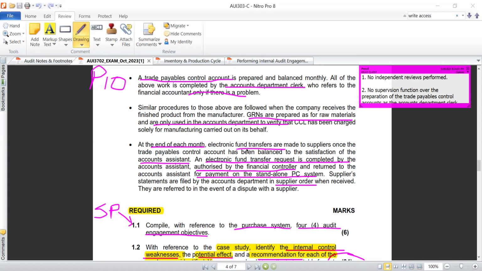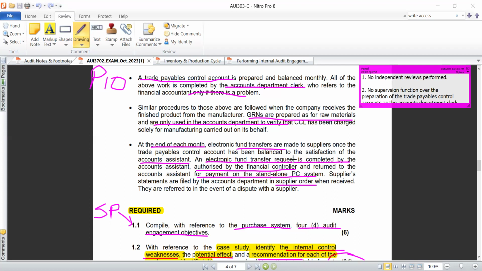At the end of each month, EFTs are made to suppliers once the trade payables control account has been balanced to the satisfaction of the accounts assistant. I'm not seeing any senior person here supervising the process. That's already a problem. But anyway, EFTs are requested by the accounts assistant. What has the accounts assistant done initially? He or she balances the trade payables account against what? I think against the supplier statements.